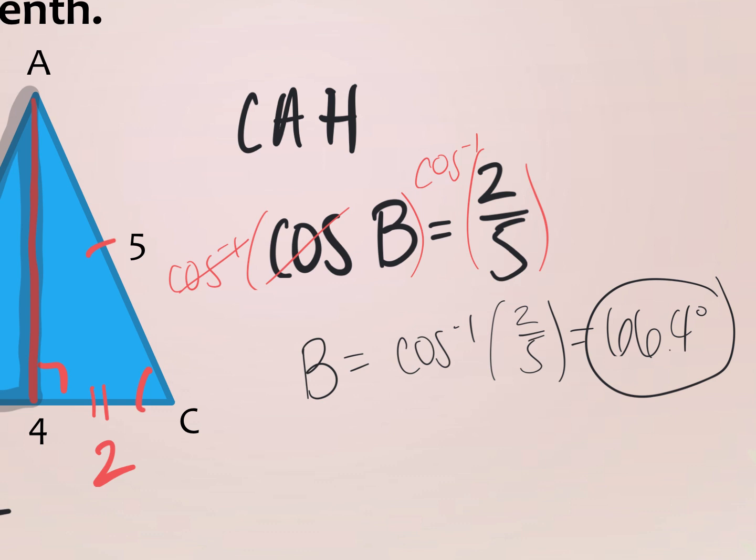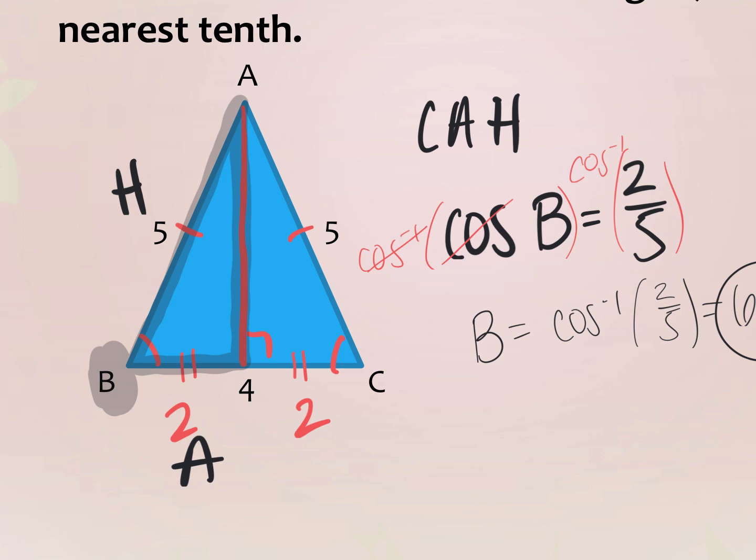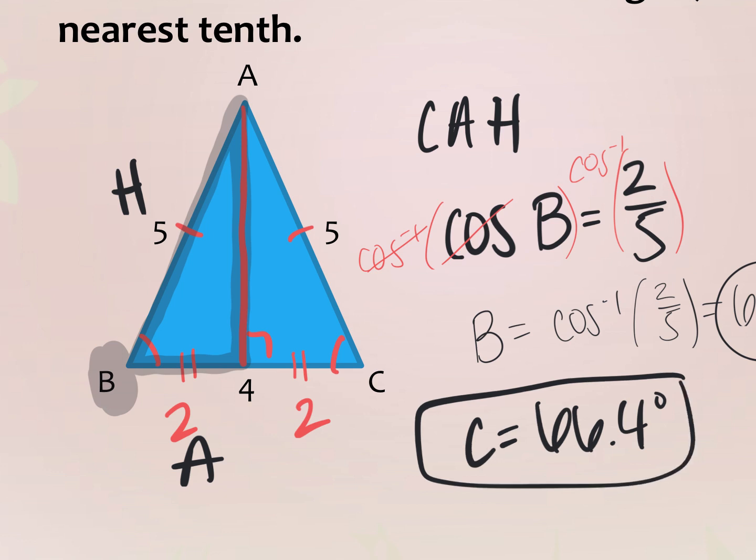Now that we've done that, do I have to do that again for C? No. What do B and C have on them? Congruence marks. So what does C's value have to be? C's also going to be 66.4. Now let's make life even easier, guys. Is there a very easy way we could find A? Dylan? Add them and do what? Very good. Subtract it from 180.